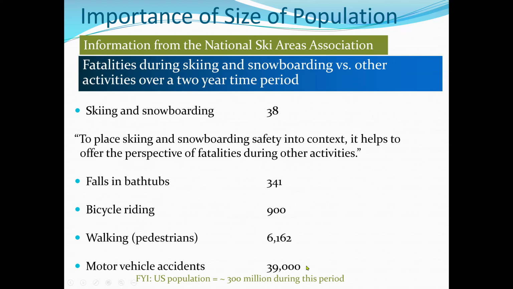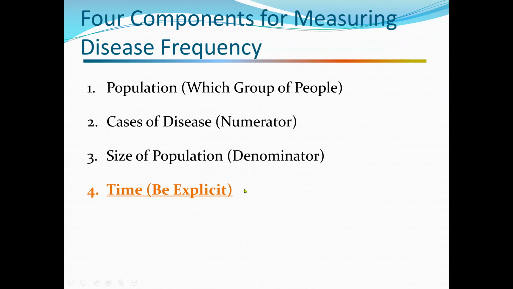Even walking, 6,162, and motor vehicle accidents, 39,000 within 2 years. This is again the US population, which was approximately 300 million during this period. So that is one of the importance of the size of a population.